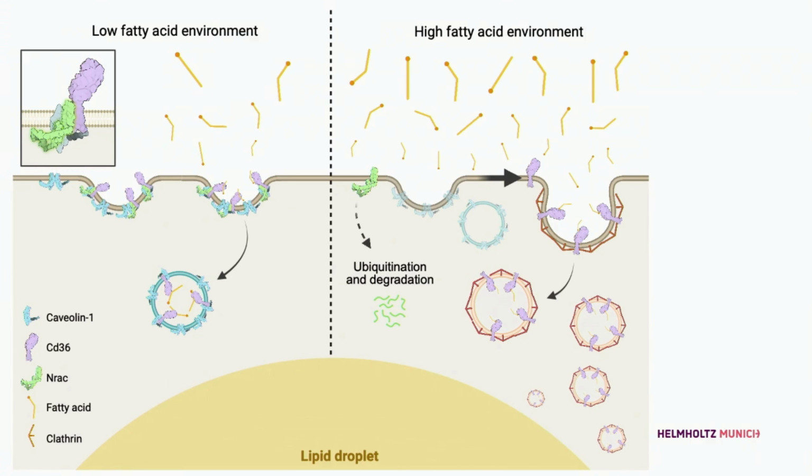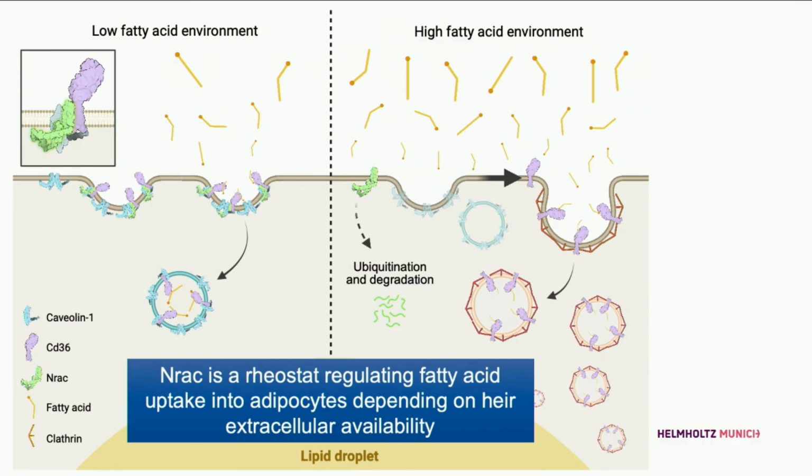And then this results in a shift from caveolin to clathrin-coated endocytosis, increasing the fatty acid uptake. So in summary, I think what we found is that this small protein, which is really only expressed in adipocytes, acts as a rheostat regulating fatty acid uptake in adipocytes, meaning that when fatty acid levels are low, it allows other tissues like the heart that need to run on fatty acids to take this up.